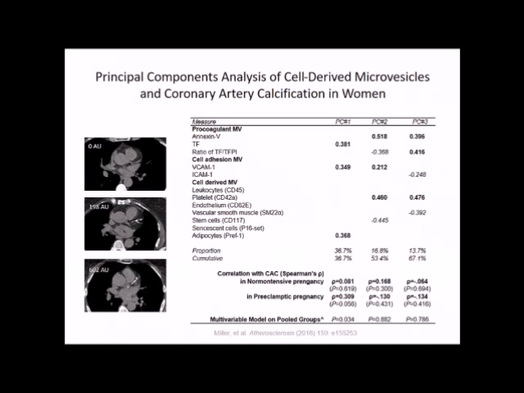What did we look at? We looked at coronary artery calcification in women that had either a normotensive pregnancy or a hypertensive pregnancy, and we looked at them 35 years later when they were estrogen deplete.